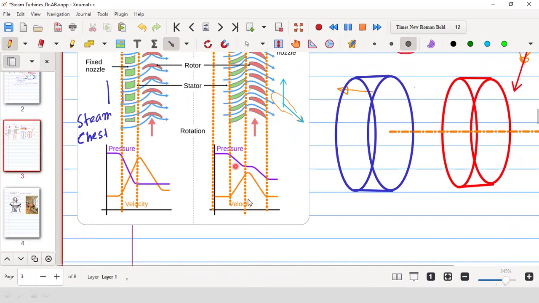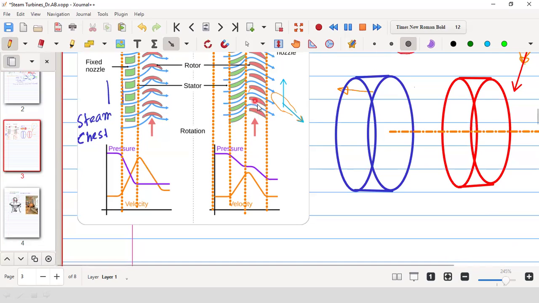Impulse reaction. You see that pressure decreases, and in this case velocity increases. Because the nozzle cannot move, the velocity of the fluid increases. That means the nozzle is not getting a share of velocity. But here these blades are also sometimes called moving nozzles, as if there is an expansion of steam through this nozzle.